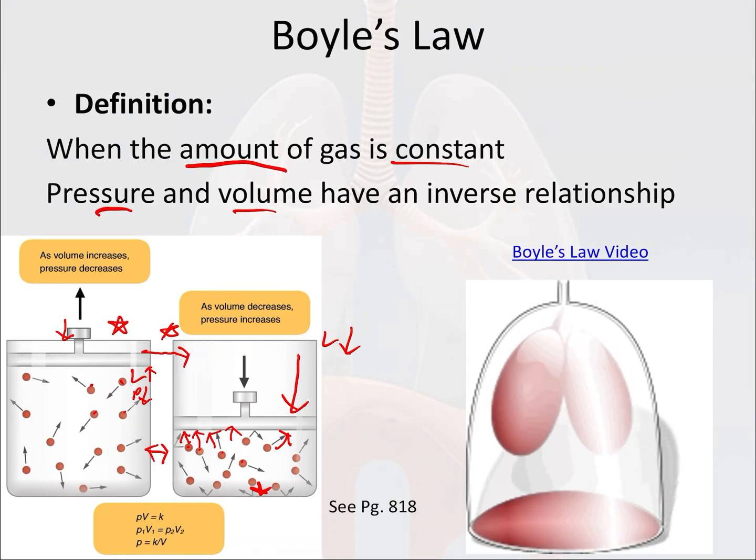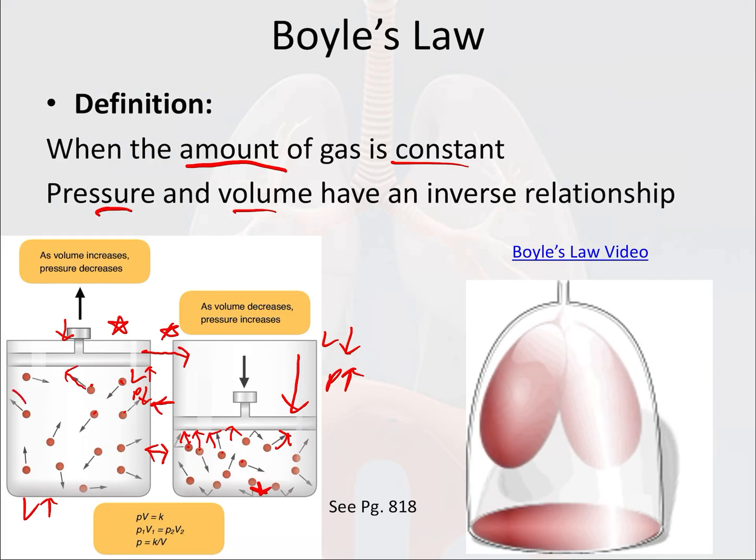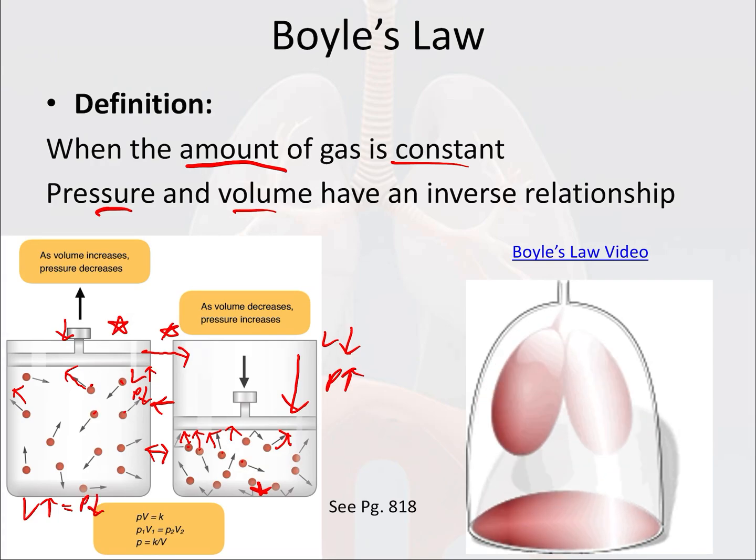Okay, and what that does, that increases pressure. So then that makes pressure go up. Okay, if we move back this direction, where volume goes up, now the air particles hit the walls less frequently, and so pressure goes down. So it's that inverse relationship between pressure and volume.